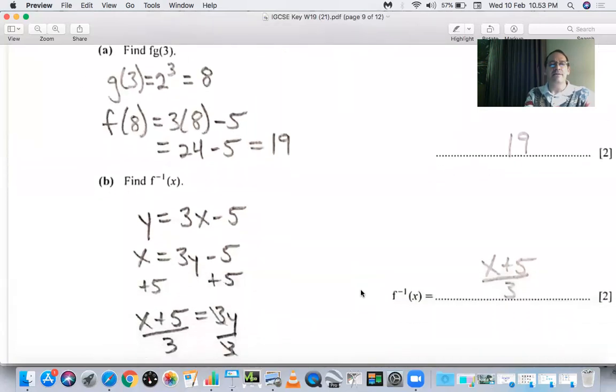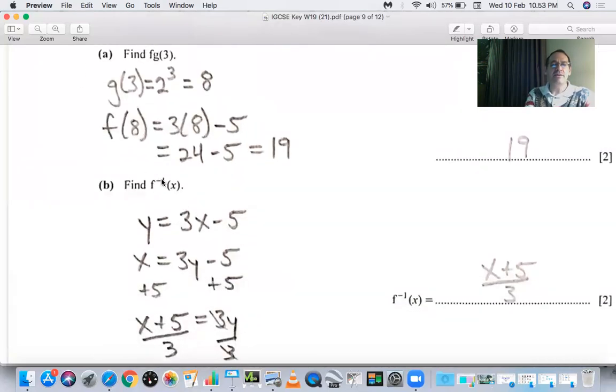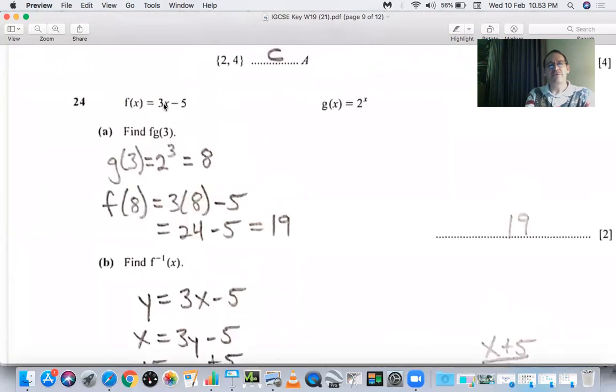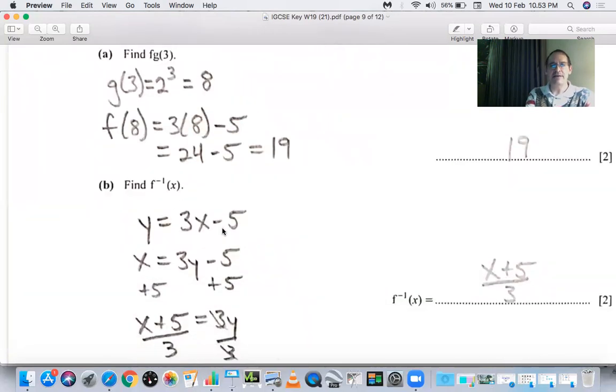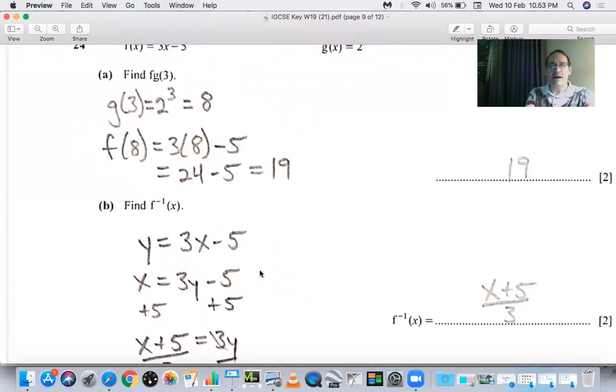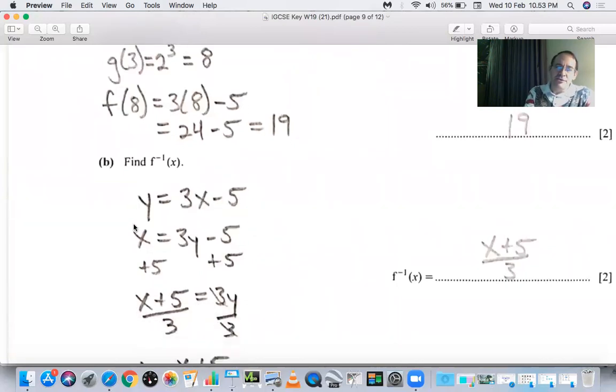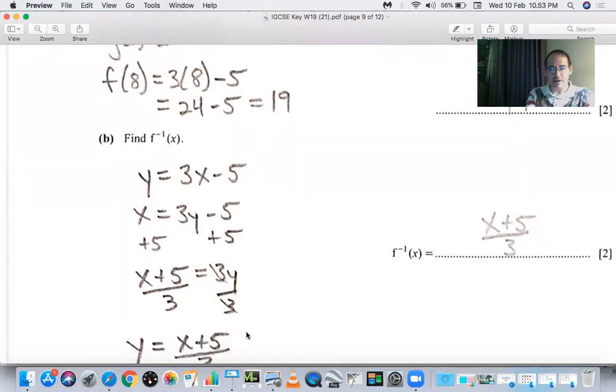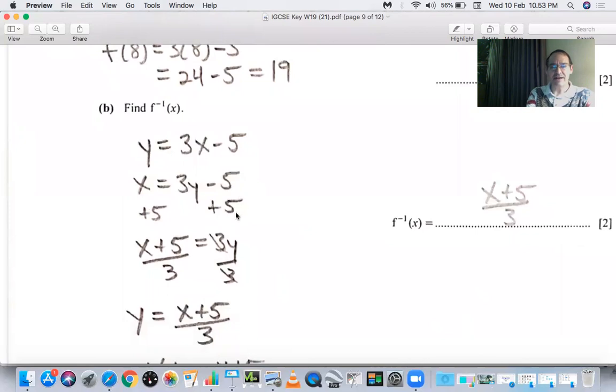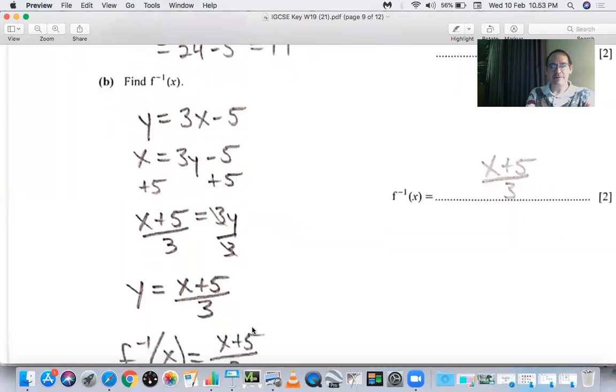Now find this symbol here, which is the inverse function of f of x. So find the inverse of f of x. So to find the inverse, you start with your 3x minus 5. I changed the f of x to y, and then switch x and y. Switch your x and y, so y becomes x, x becomes y. Switch x and y, and then solve for y, or make y the subject. So add 5 to both sides, divide by 3, so y equals x plus 5 over 3, and then change your y back into function notation.